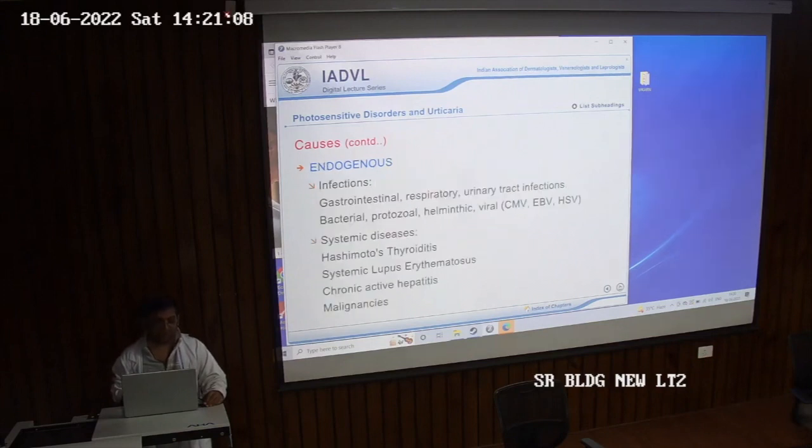Endogenous causes are infections such as gastrointestinal, respiratory, urinary tract infections, bacterial, protozoal, helminthic, viral, such as cytomegalovirus, Epstein-Barr virus, and herpes simplex. Systemic diseases include Hashimoto's thyroiditis, SLE, chronic active hepatitis, and malignancies.